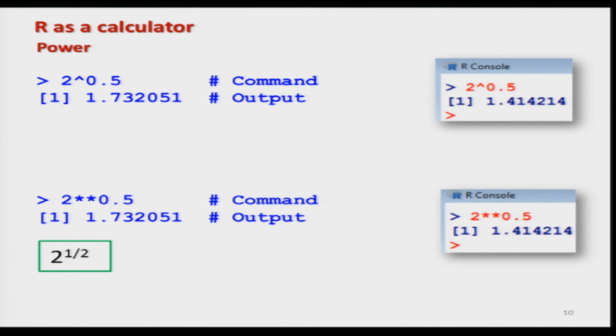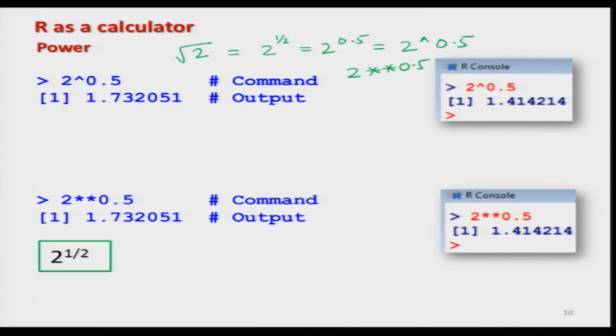And similarly, if you want to find out the square root, suppose I want to find the square root of 2. From mathematics we know this is going to be 2 raised to the power of 1 upon 2, which is 2 raised to the power of 0.5. So, I can write 2 hat 0.5, or I can also write 2 double star 0.5. Whatever you want you can do. So, the power operators also work when the powers are in the form of fractions. That is what I wanted to convey to you.